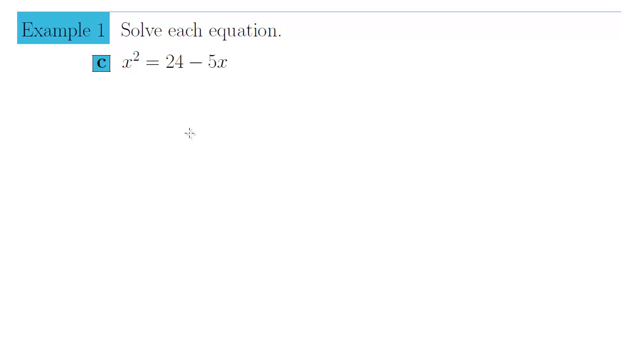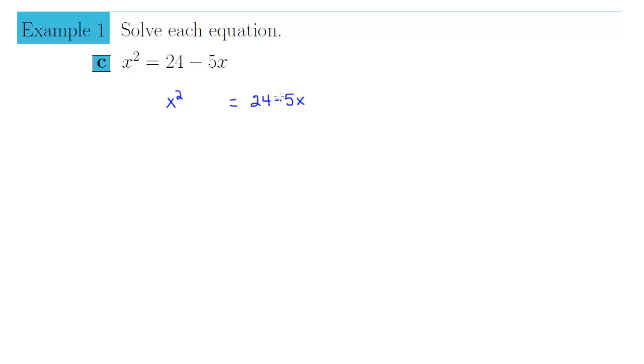This means our first step is to move the 24 and the negative 5x from the right side over to the left side, leaving us with a 0 on the right. We use reverse operations to perform this step. So let me rewrite our equation. X squared equals, and I'm leaving space because I'm going to move things, 24 minus 5x.